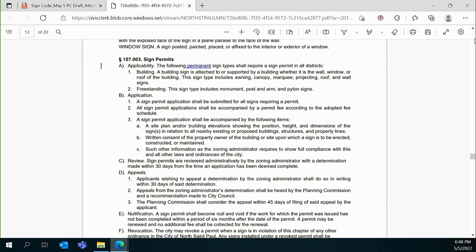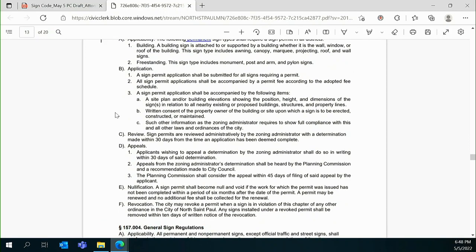Which is the one you mentioned that was the major change? Oh, it was regarding the sign, or actually wall sign. The wall sign went from 15% to a third of the building face. Wasn't it 25% and we moved it up to a third? Yes.